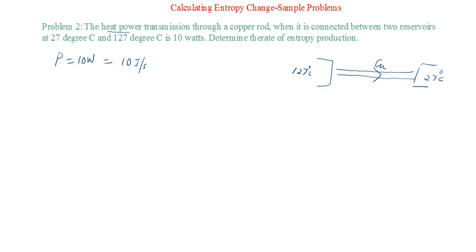So what do you have to calculate? We have to calculate the rate of entropy production. Why the word rate here? Because the rate of heat transfer is given, so you are asked to find the rate of entropy production. Doesn't matter, you take it per second, that's all.